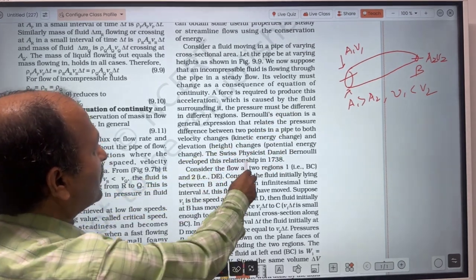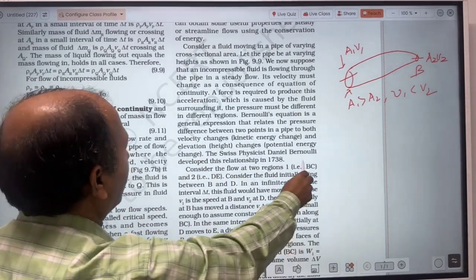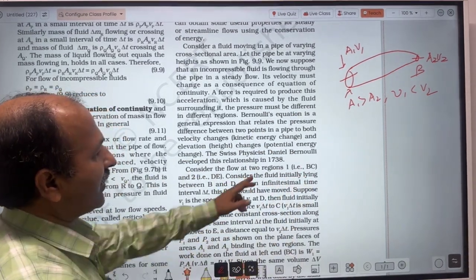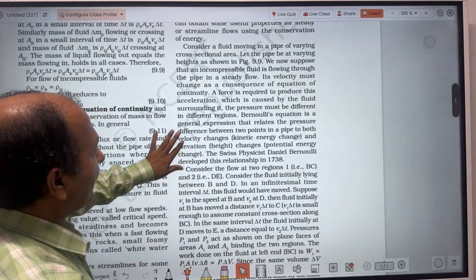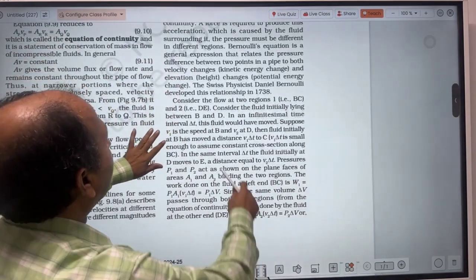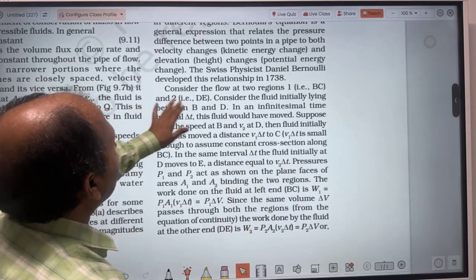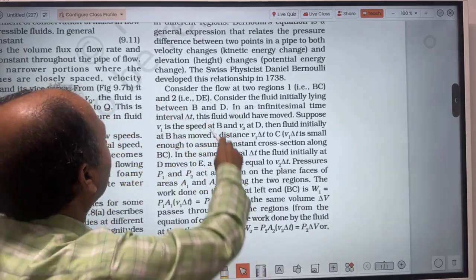The Swiss physicist Daniel Bernoulli developed this relationship in 1738. Up to here I think it is clear. Now we will see the picture after this.